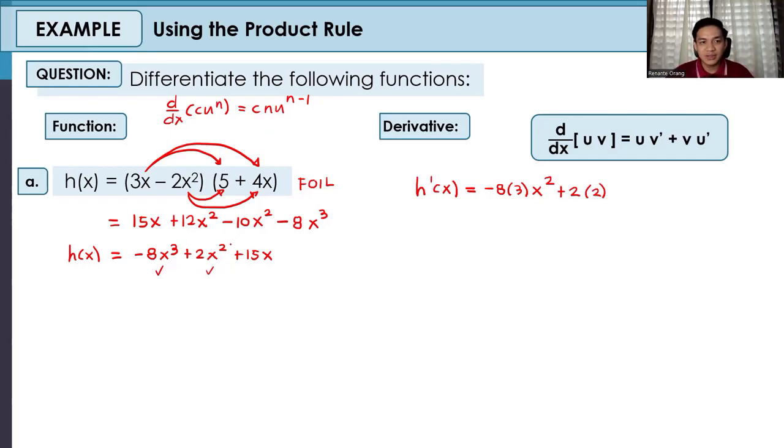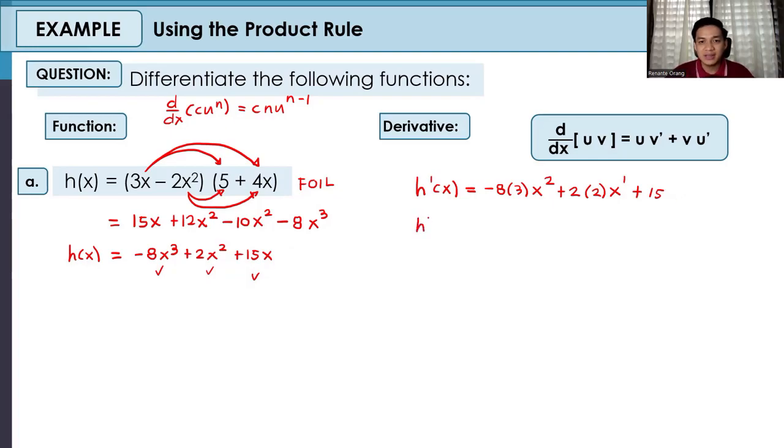And then yung u natin dito is x, yung may exponent. Tapos, exponent 2 minus 1 is positive 1. Proceed po tayo dito. Copy-paste natin si positive. Copy-paste natin si constant, which is 15. Then, x raised to 1 minus 1 is x raised to 0, which is equivalent to 1. So, pwede na nating hindi ilagay.